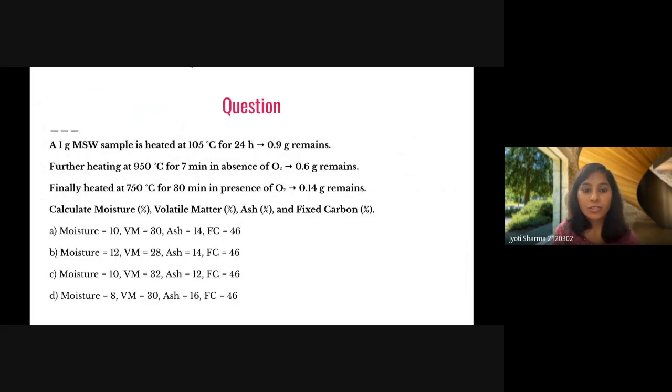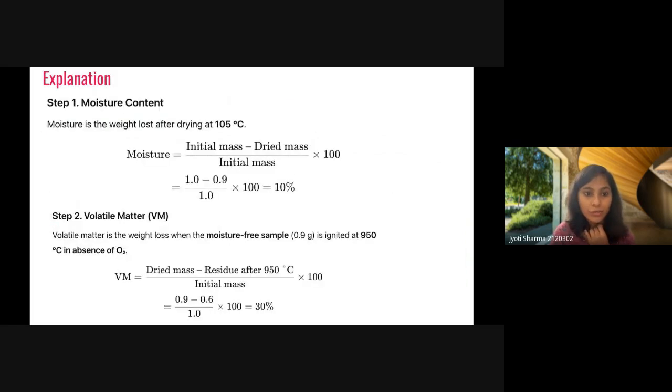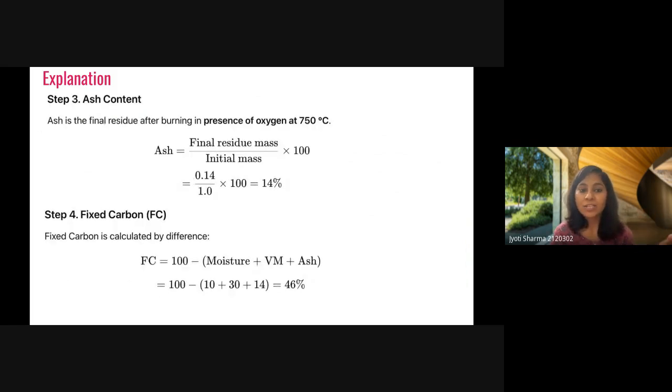This is the numerical question just on these kinds of things. Let me show you. Moisture is initial mass minus dried mass upon initial mass. Then volatile matter is dry mass minus residual mass upon initial mass, and ash is final residue mass upon initial mass. Fixed carbon FC is 100 minus moisture plus VM plus ash. So this is how you can solve this numerical using very simple formulas.